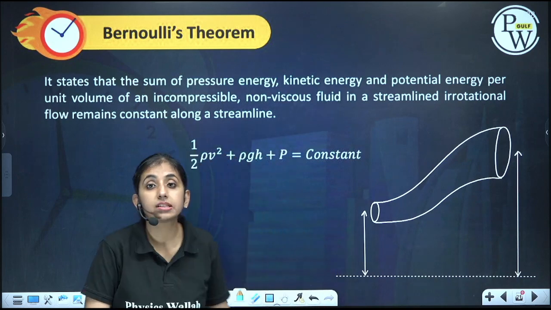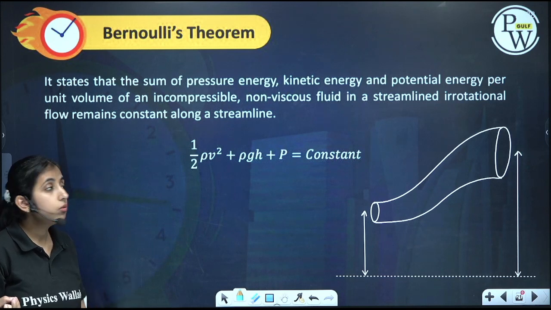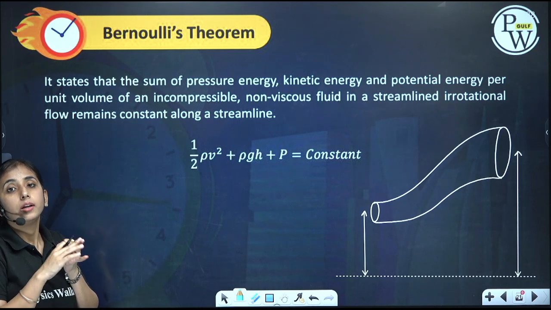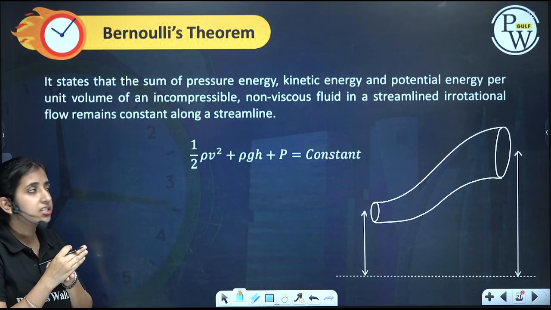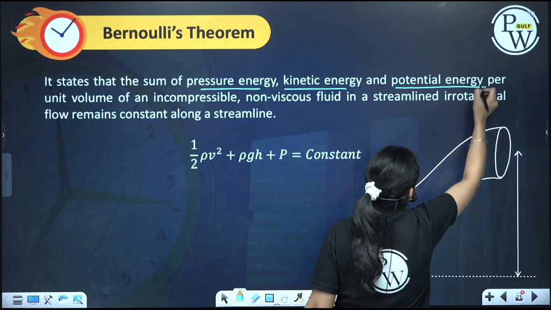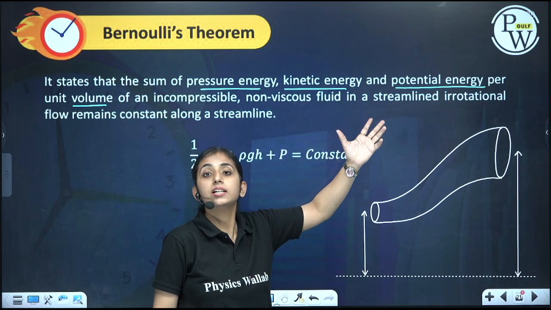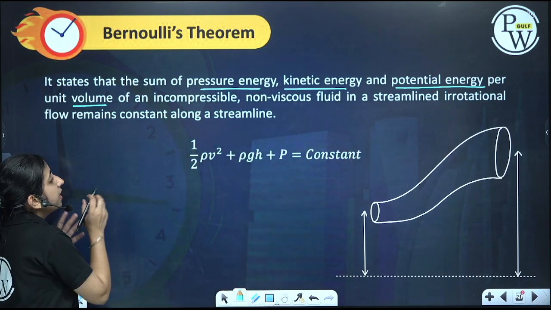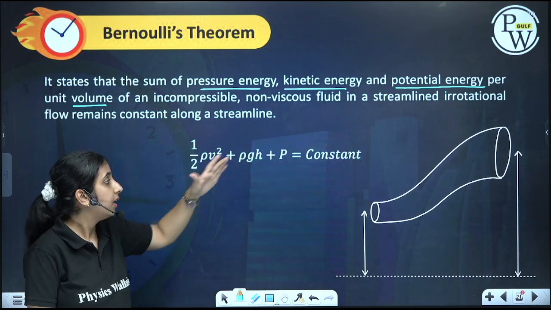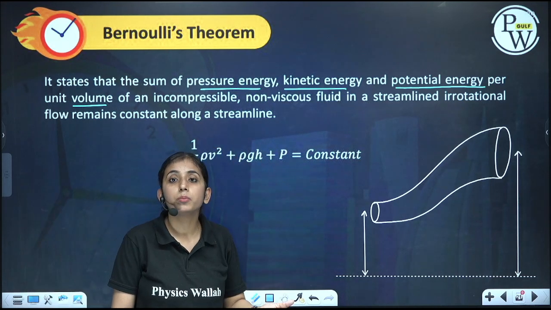Bernoulli's theorem states that if we have a steady streamline flow of an ideal fluid, that is non-viscous, irrotational and incompressible, then the sum of pressure energy, kinetic energy and potential energy per unit volume remains constant. That is, half rho v square plus rho gh plus P will be constant. Kinetic energy per unit volume, potential energy per unit volume and pressure energy per unit volume remain constant.